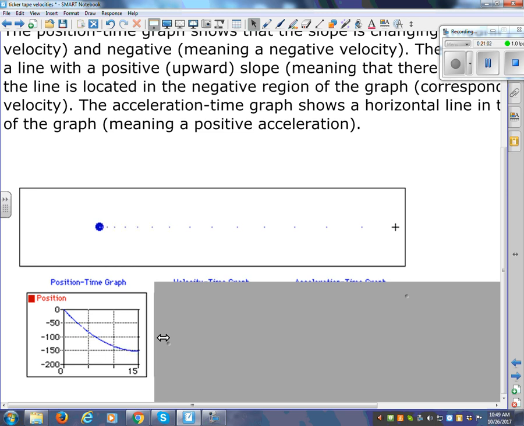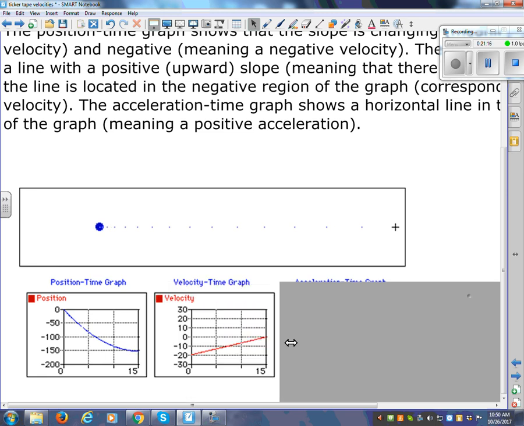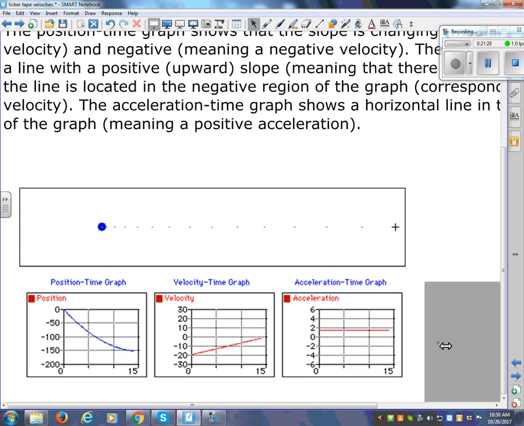And the velocity time graph that corresponds to that? The graph is getting flatter, which means the velocity is approaching zero, so it has to start at some negative value and approach zero, right? Get closer to zero. And once again, the slope is constant, and this time positive, so in fact, the acceleration is going to be above zero, isn't it?